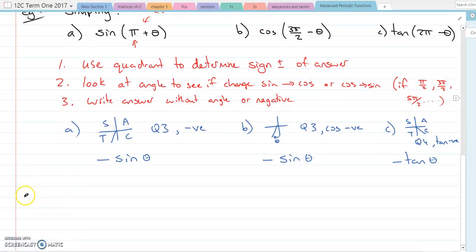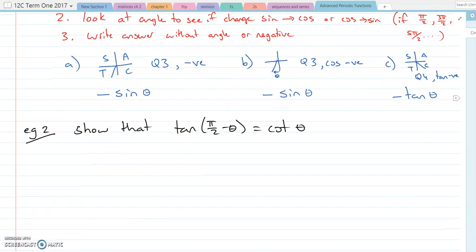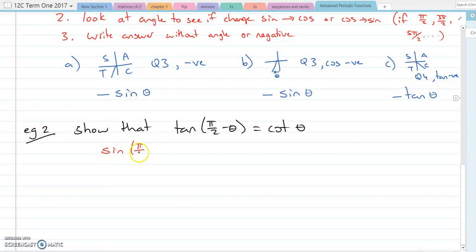Okay, next example. Show that tangent of pi over 2 minus theta equals cot theta. And I did just explain up here for that previous one that is going to be true, but let's just go through step by step and show that. Okay, so tangent is sine over, first of all, we know that tangent is sine over cosine. Okay, so this equals sine pi over 2 minus theta divided by cosine pi over 2 minus theta. Okay, so this is what we get from tangent.